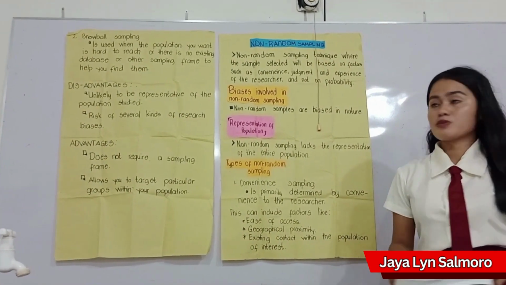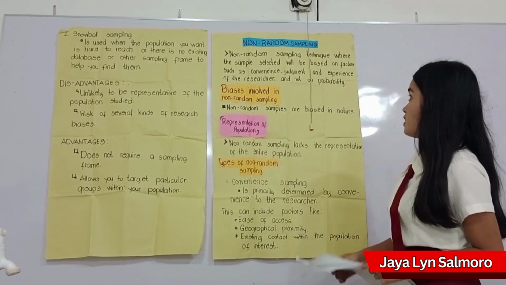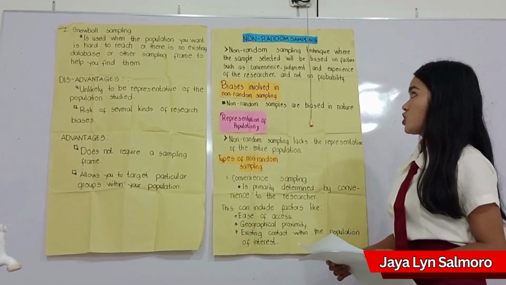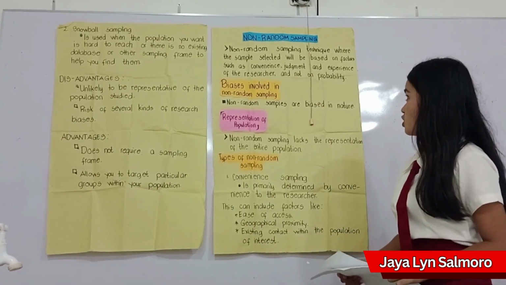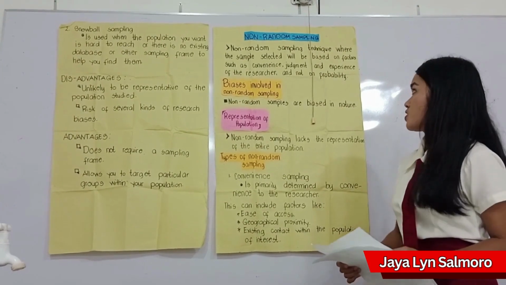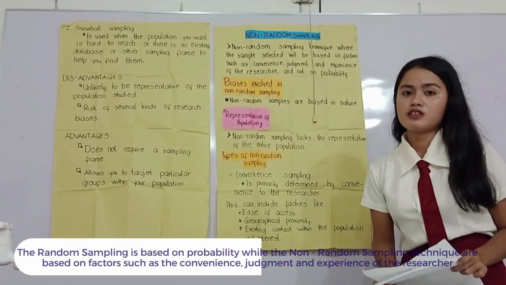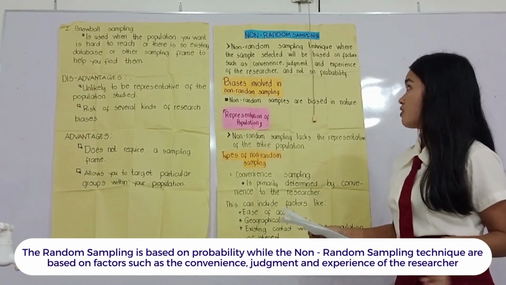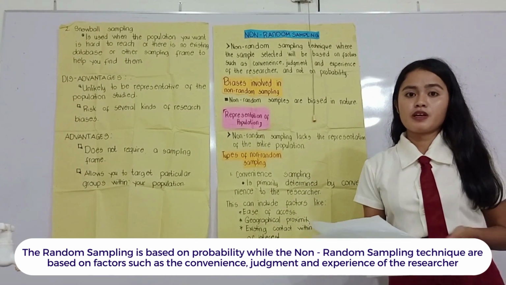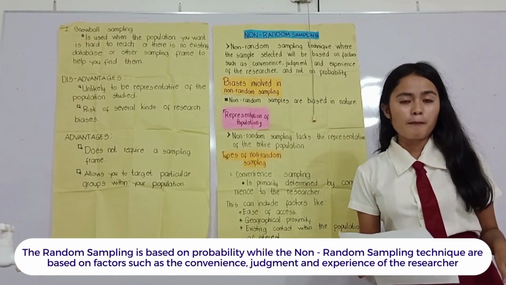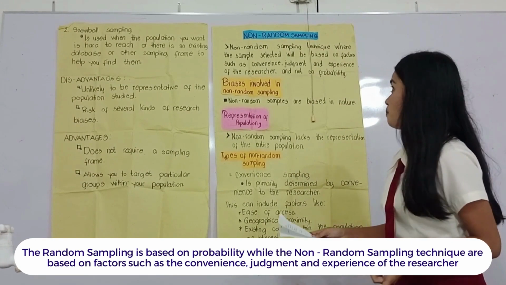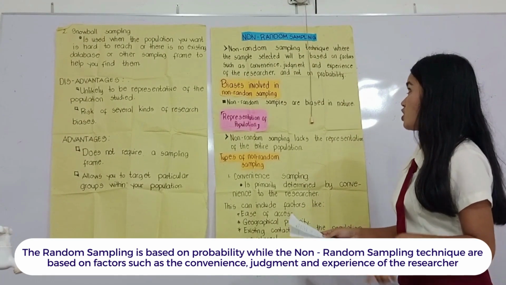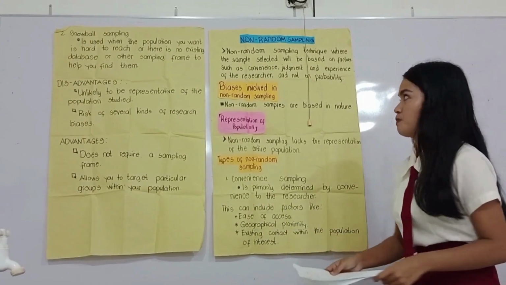For my topic, I am going to report about non-random sampling. So what is non-random sampling? It is a sampling technique where the sample selected will be based on factors such as convenience, judgment, and experience of the researcher and not on probability. It is different from random sampling because random sampling is based on probability while non-random sampling is not. It is based on convenience, judgment, and experience of the researcher.